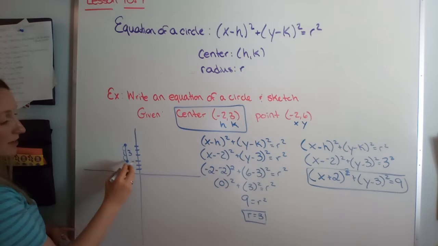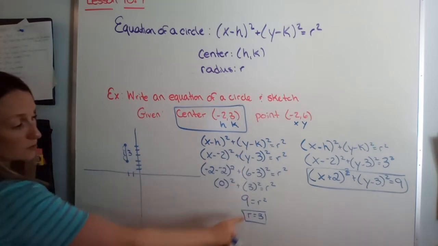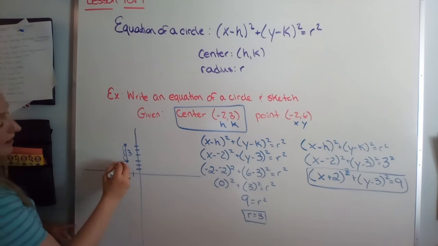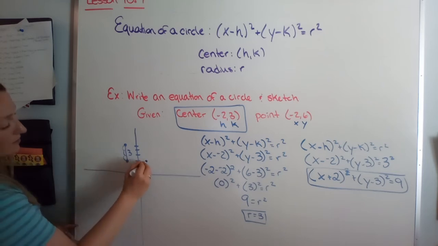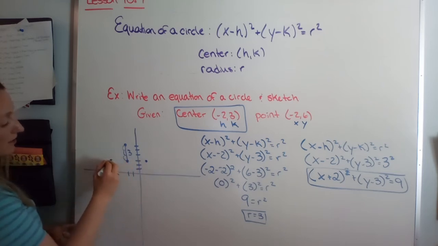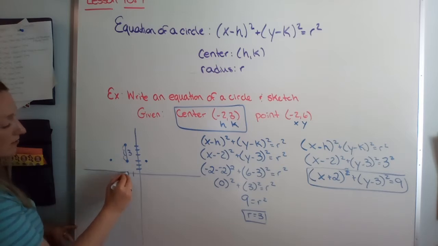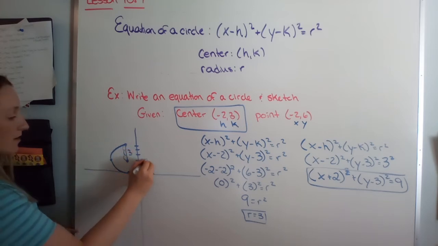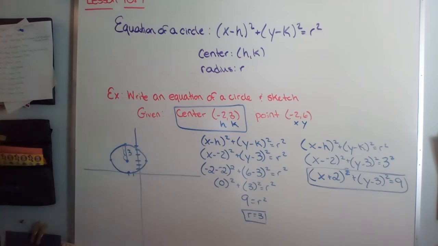So to sketch it, I know that too because I did it algebraically, but I could have come up with that without doing all that work. But now I can count 3 units to the left, 3 units to the right, 3 units down, and I have, is that 3? Yeah, it is 3. And I have my sketch. All right. So there's one problem for you.